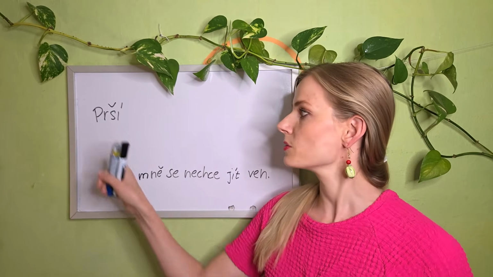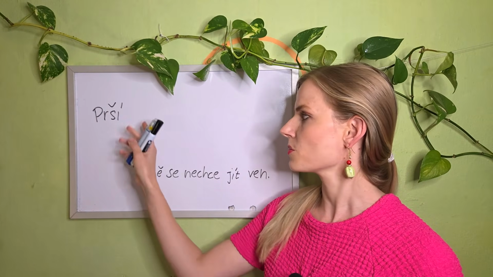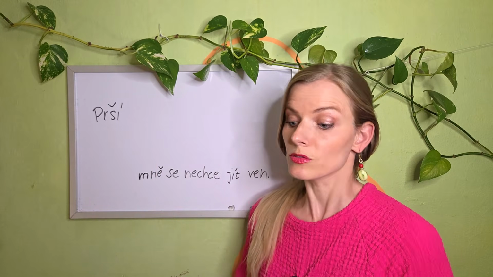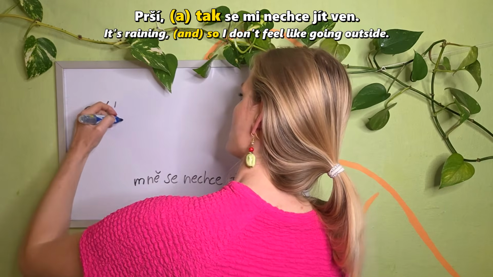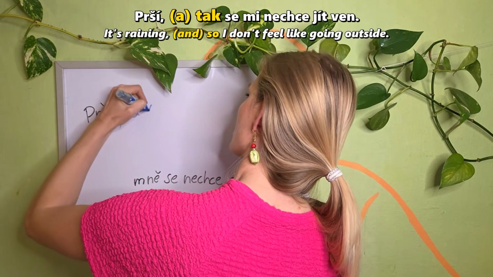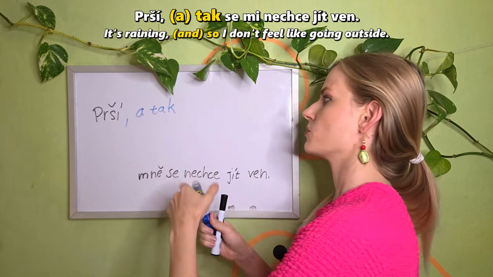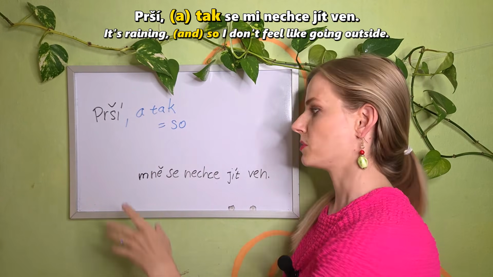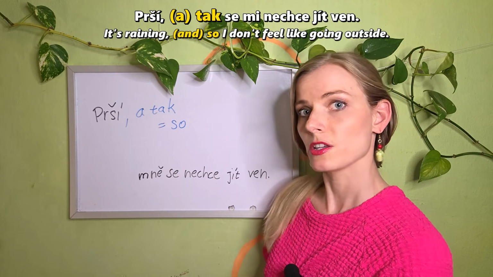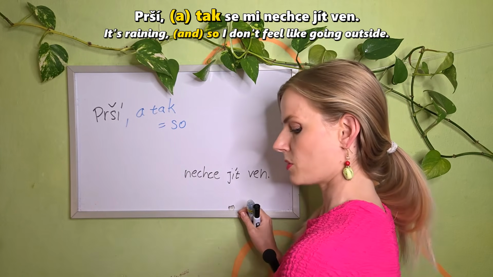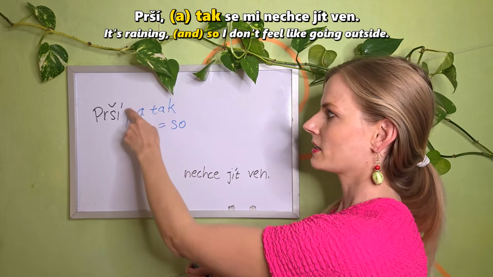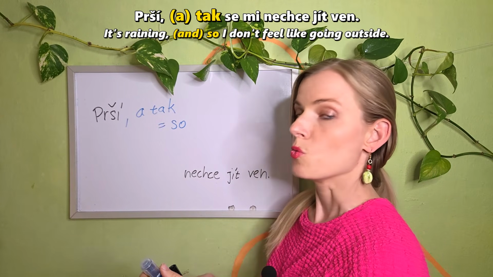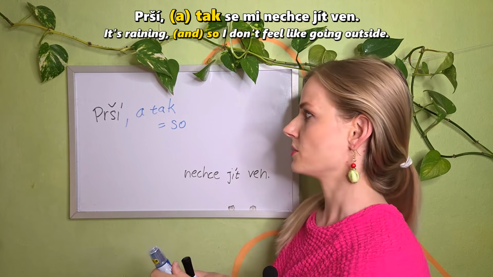We could also have a different connector. What if we want to express that this is the consequence of the rain? So we could say prší a tak se mi nechce jít ven. Prší, we would use a comma here. A tak would mean so. It's raining, so I don't want to go out. But here we have to make a modification. We are going to play with the word order because a tak counts as the first position and se, as you might remember, wants to be in the second position.